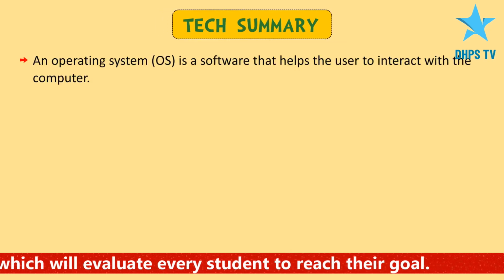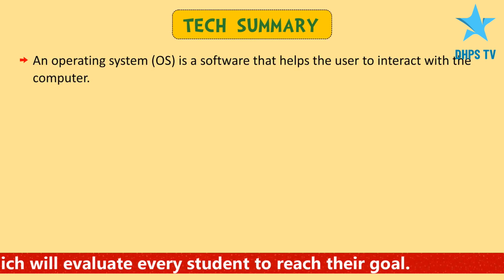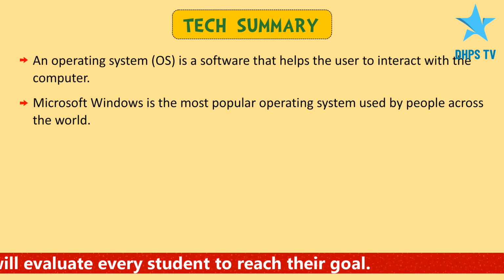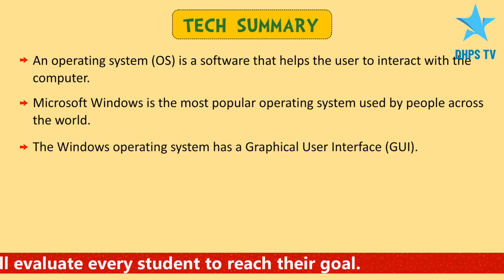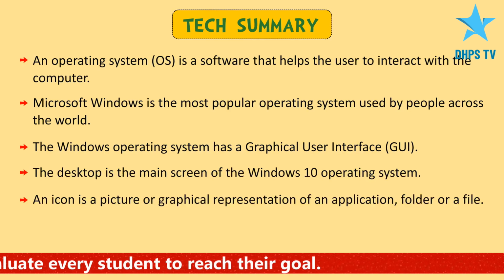Tech summary. An operating system, OS, is a software that helps the user to interact with the computer. Microsoft Windows is the most popular operating system used by people across the world. The Windows operating system has a graphical user interface, GUI. The desktop is the main screen of the Windows 10 operating system. An icon is a picture or graphical representation of an application, folder, or a file.